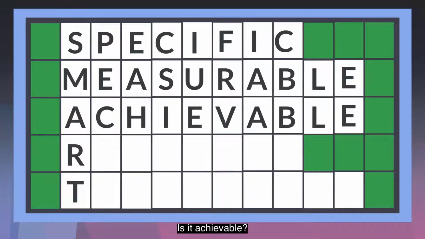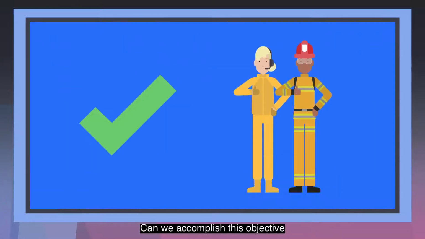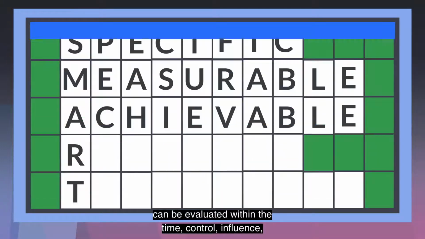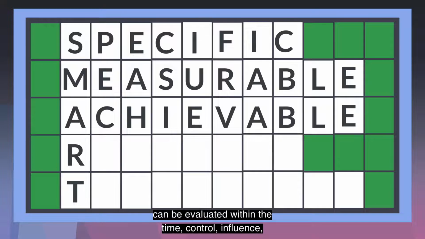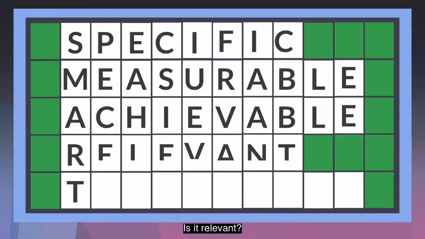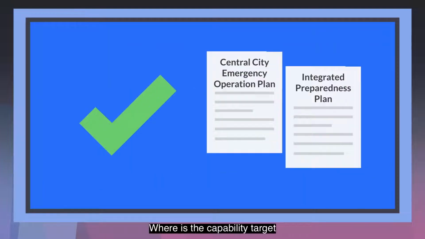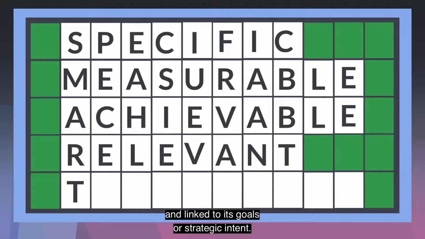Is it achievable? Can we accomplish this objective within the given exercise constraints? It is important to assess whether the objective can be evaluated within the time, control, influence, and resources of exercise play. Is it relevant? Where is the capability target and measurement requirement coming from, and is the source current? Objectives should be instrumental to the mission of the organization and linked to its goals or strategic intent.